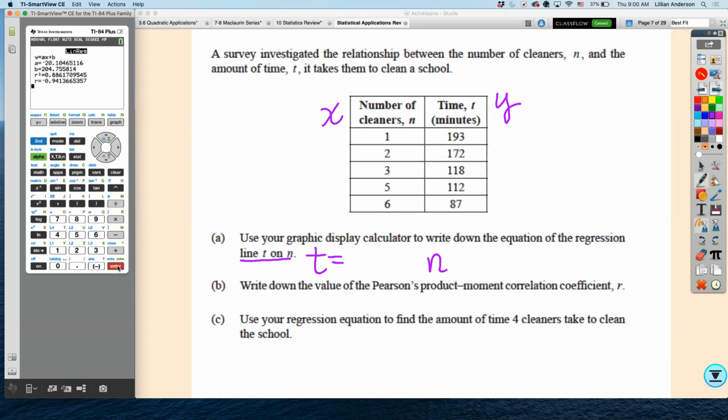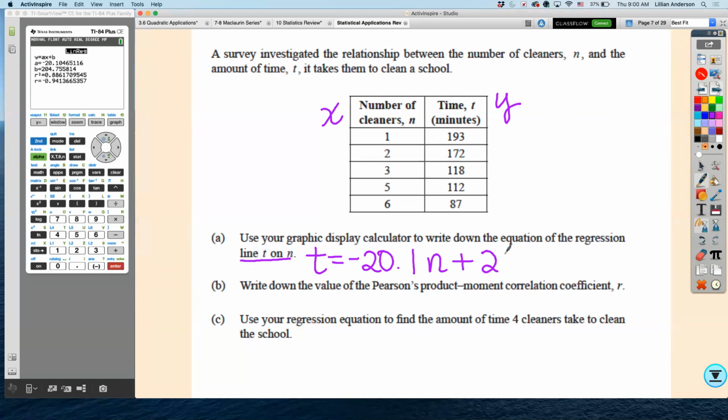We have our linear regression and we have our Pearson product moment correlation coefficient. That is the full name for the correlation coefficient. If you use that in your IA, please make sure you use the full name: Pearson's product moment correlation coefficient. So rounded to 3 significant figures, what's my A? Negative 20.1. And then my B would be plus 205. Very good. So there is my linear regression line, T on N.